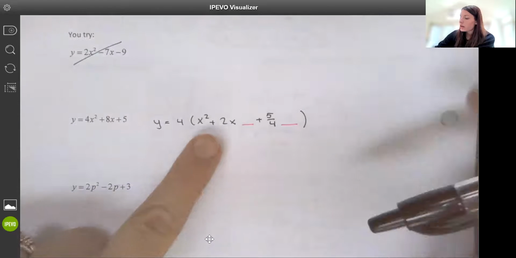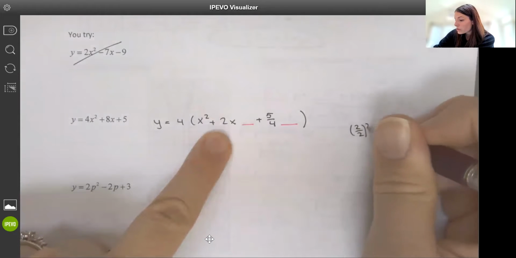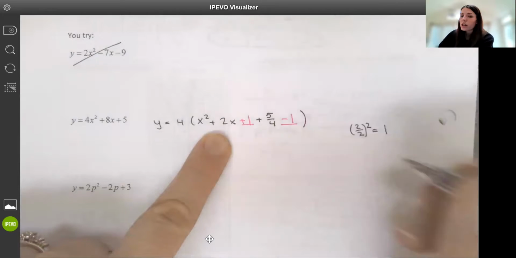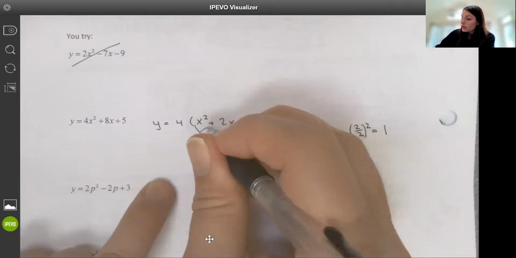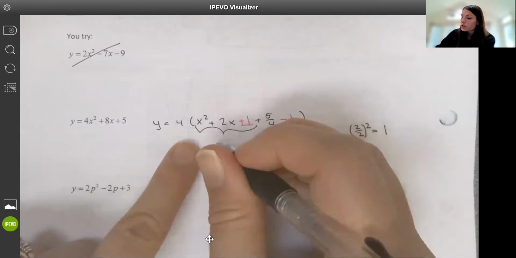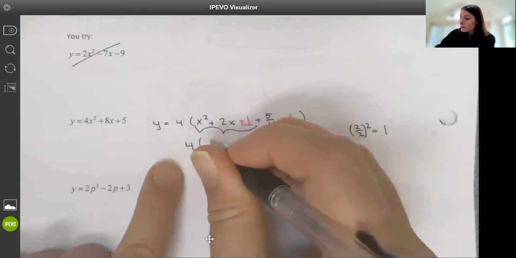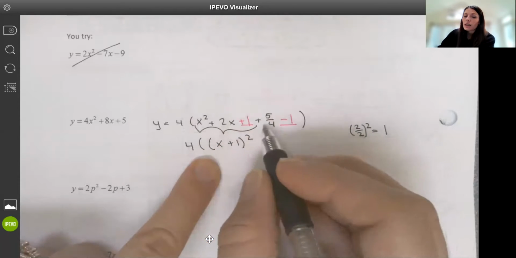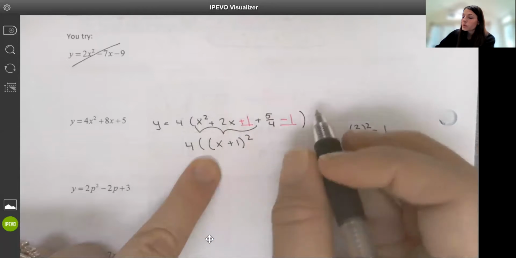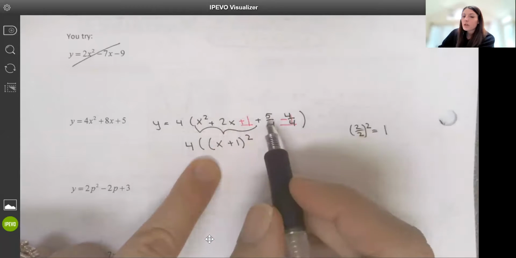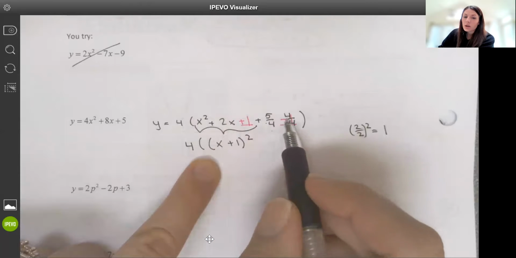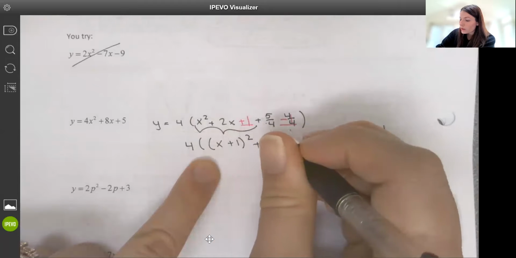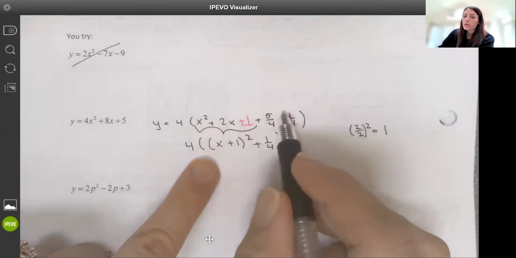To complete the square, I'm doing b over 2 squared, which gives me 1. So I will add 1 and subtract 1 from the problem. The first 3 terms should create a perfect square trinomial. I still have this 4 out front, and this will factor into x plus 1 squared. At the end, I have 5/4 minus 1, or minus 4/4. 5/4 take away 4/4 is going to give me 1/4 at the end of that parentheses.